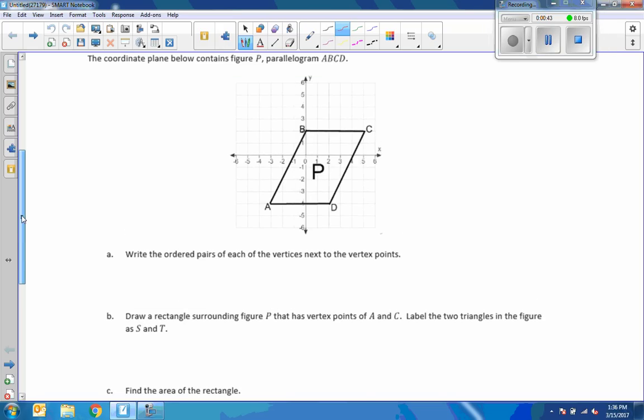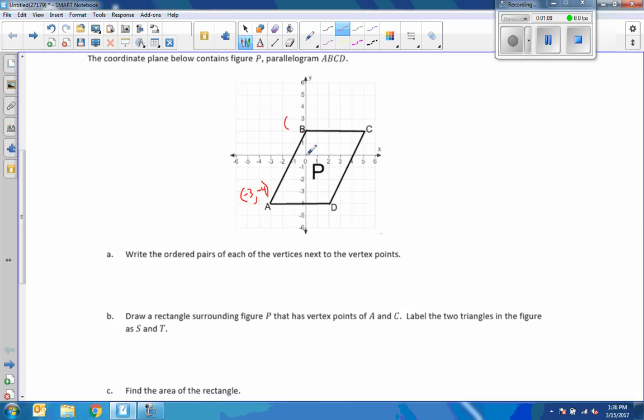Okay, hopefully you were able to do these activities on your own. Now let's check your answers. A says to write the ordered pairs of each of the vertices next to the vertex points. So A is here, and to get to A I went left 3, that's my x value, negative 3, because it's on the x-axis, left 3. The y value is down 4, which is negative 4. So A is negative 3, negative 4.